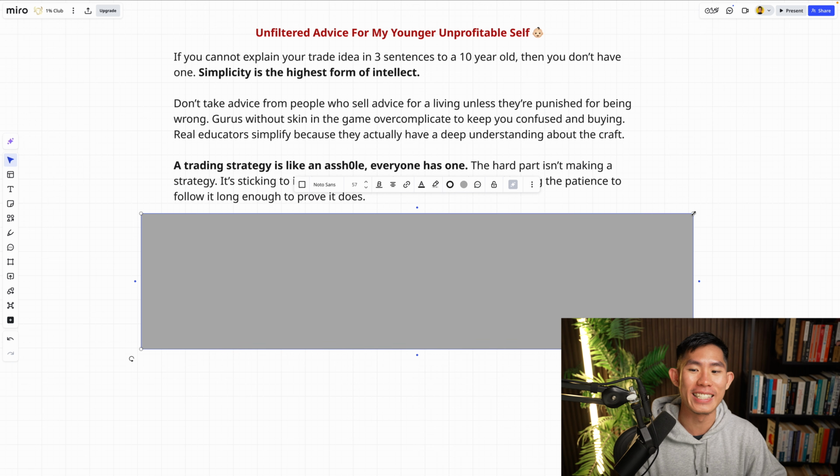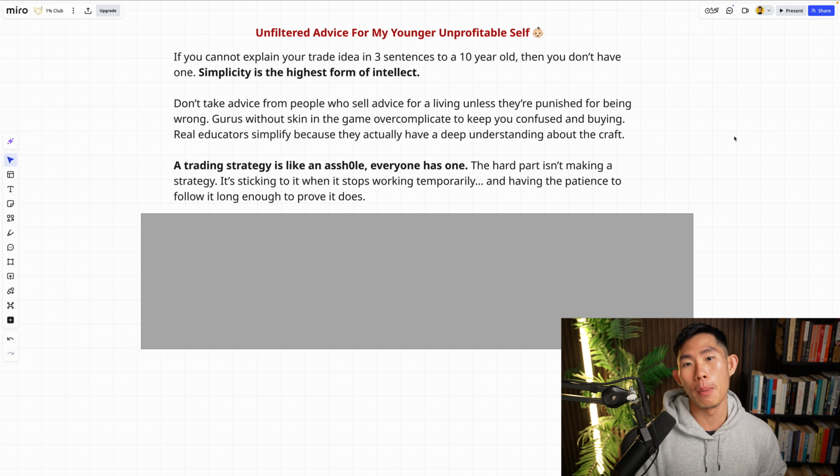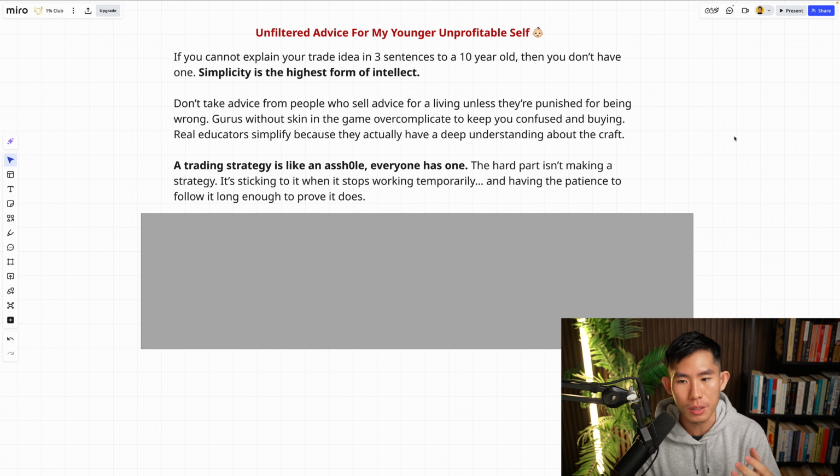And next, this is a controversial belief, but I believe that a trading strategy is like an asshole. Everybody has one. The hard part isn't making a strategy. Any trader under the sun has a trading strategy. The hard part is sticking to it when it stops working temporarily, and having the patience to follow it long enough to prove it does.